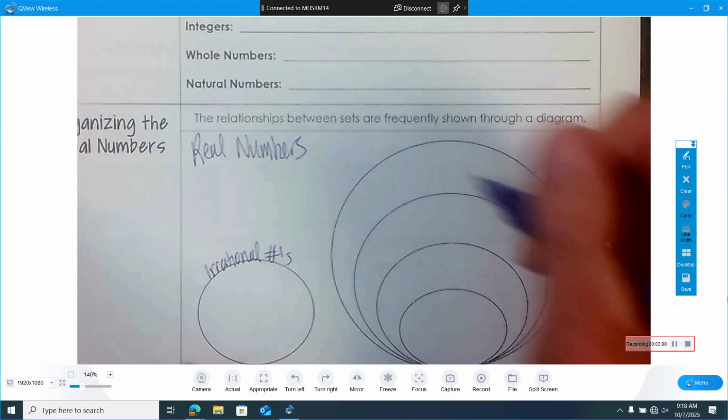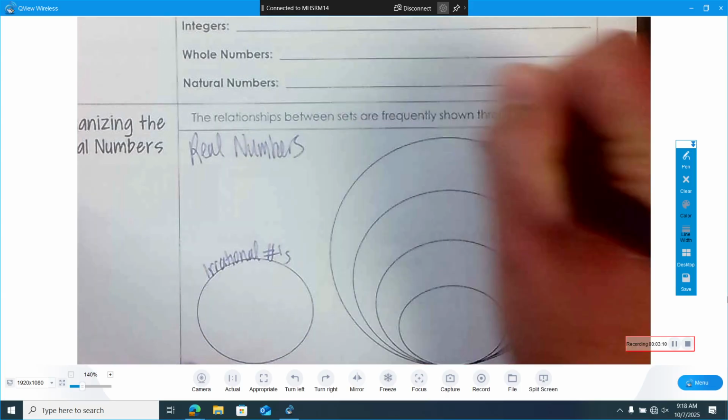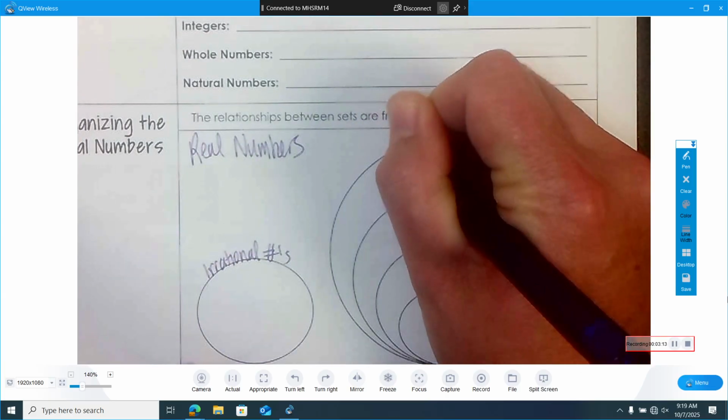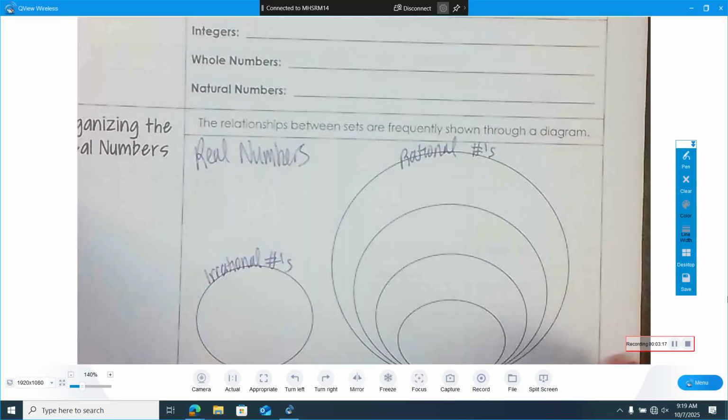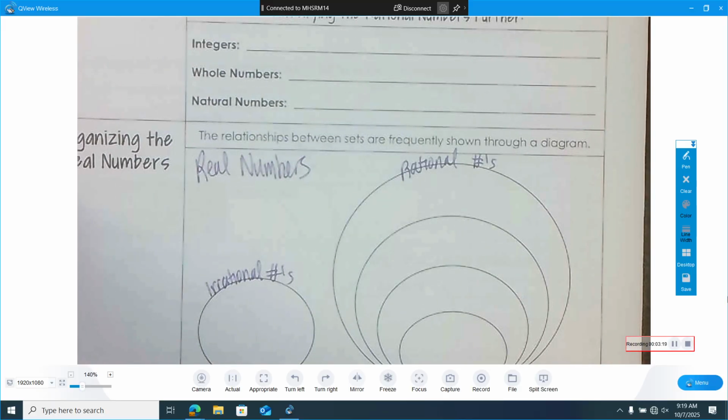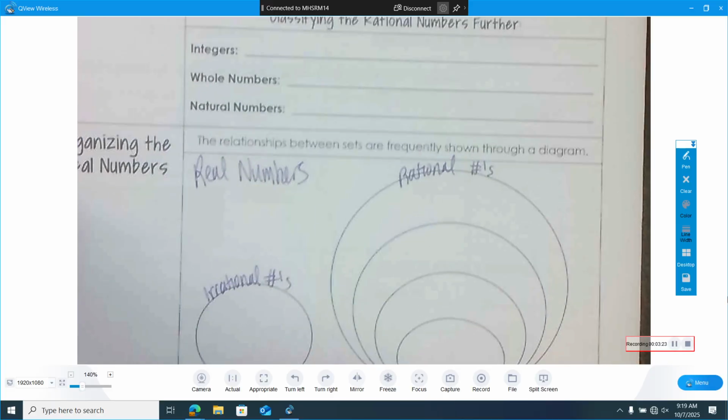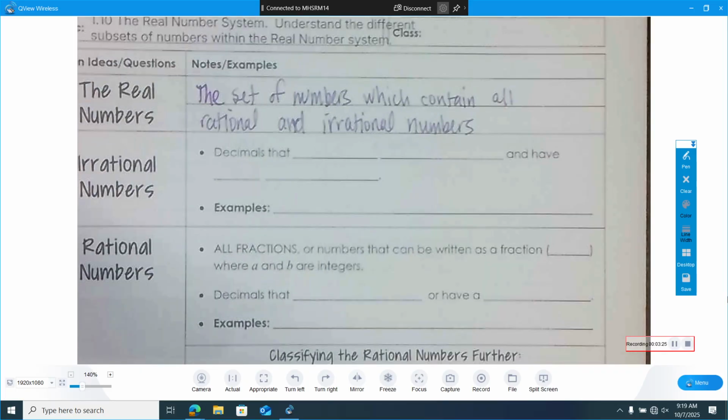All right, so these are the irrational numbers. And then in this big giant blob right here, these are the rational numbers. All right, so we have basically 2 big groups of numbers, irrational and rational. So let's talk about those 2 sets here. So back at the top.